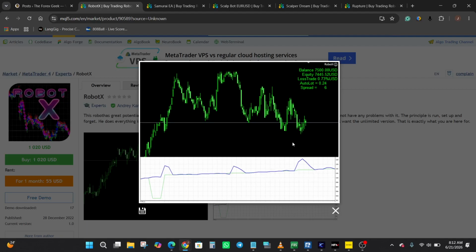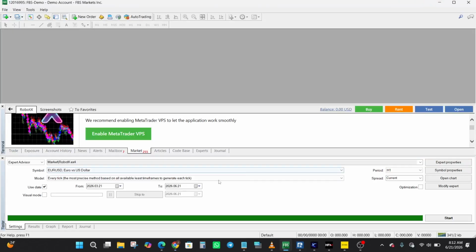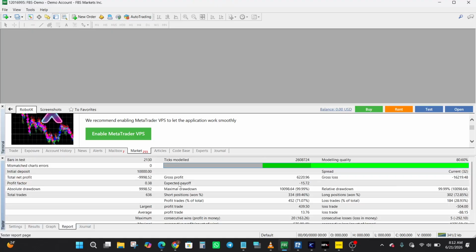But let's head over to our strategy tester. Let's see how the RobotX EA performed on EUR/USD on the H1 time frame using the every tick modeling. And we are testing over the past 3 months from 21st March to 21st June 2026. All right, so looking at the report, I can see that from an initial deposit of $10,000, the total net profit was negative 9,998.52. So basically, the account was blown, right?